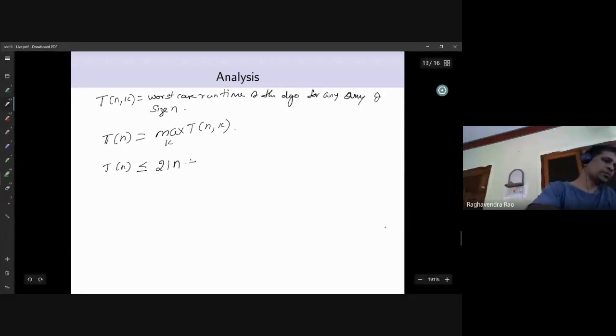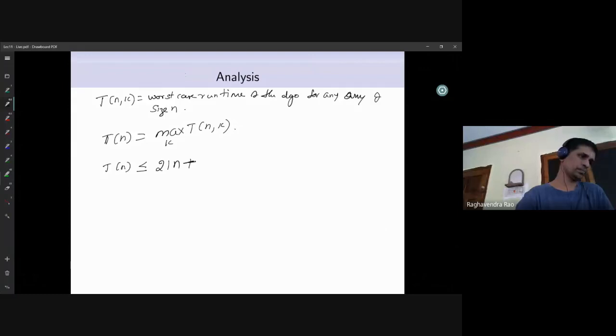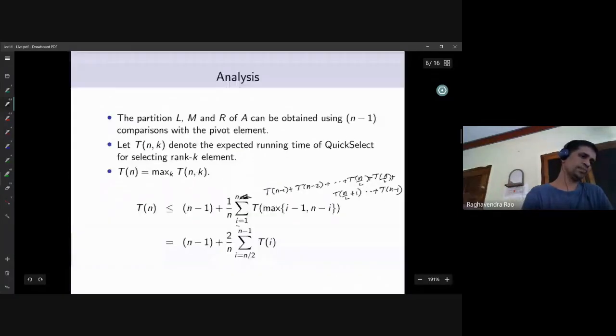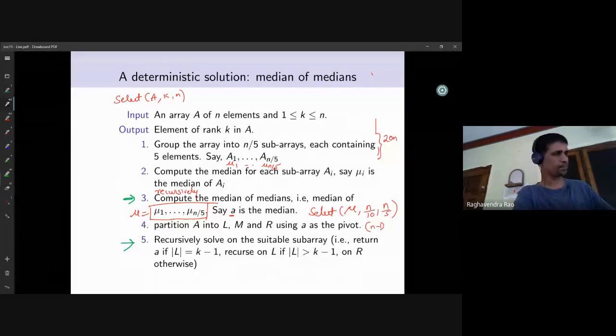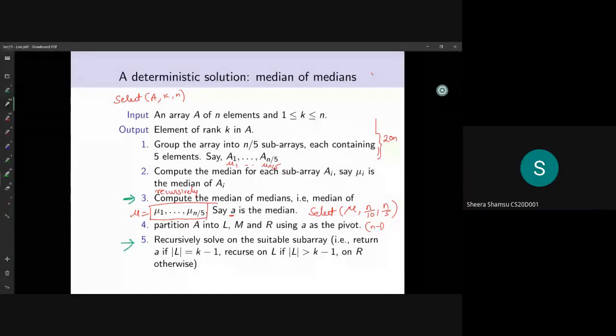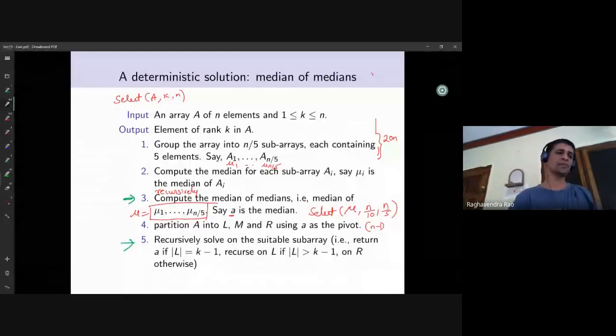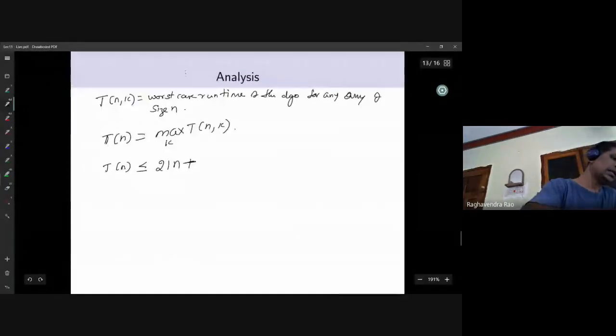Now the important portion. For the recursive call that we made in step 3 of the algorithm, let's go back and see the median of medians. What is the size of the array? How many medians were there? n by 5, right? So the size of the array is n by 5, and the corresponding value will be T of n by 5.